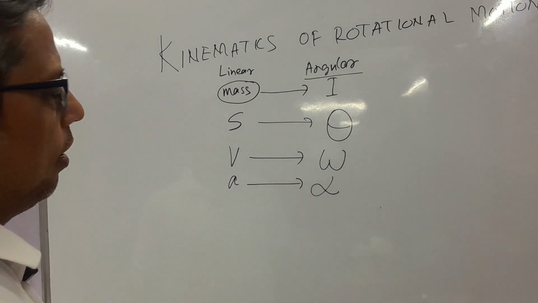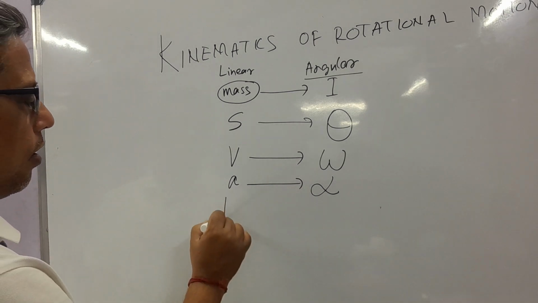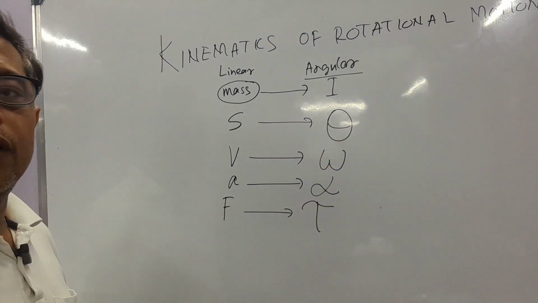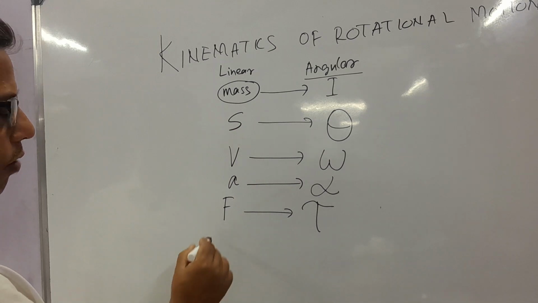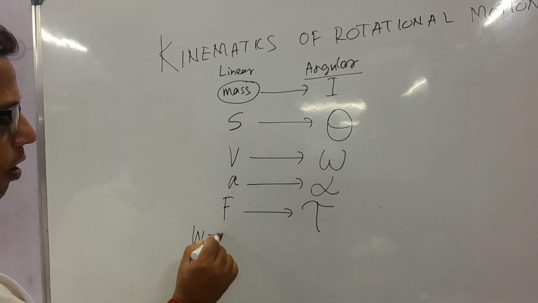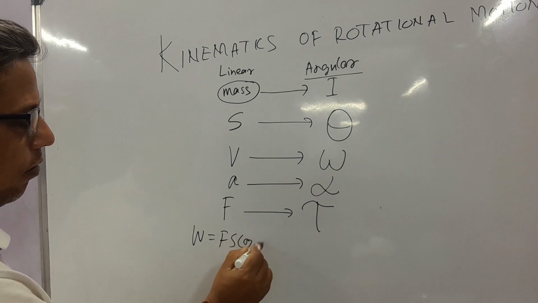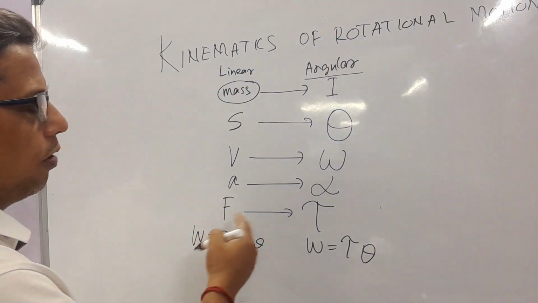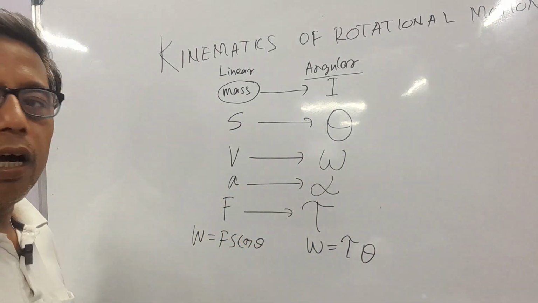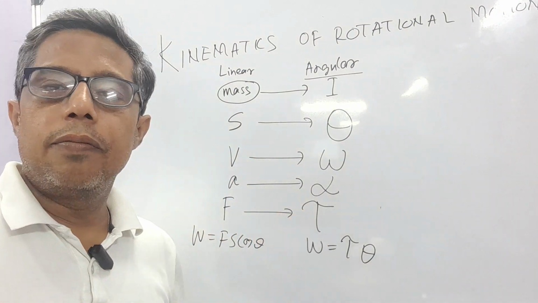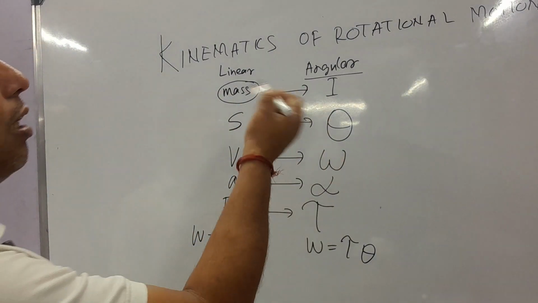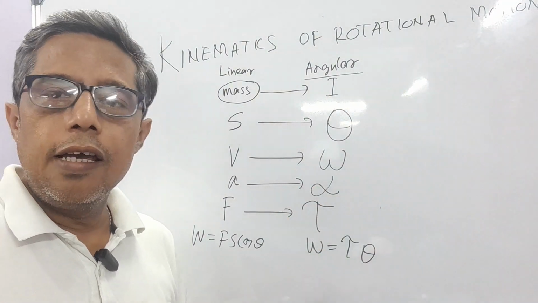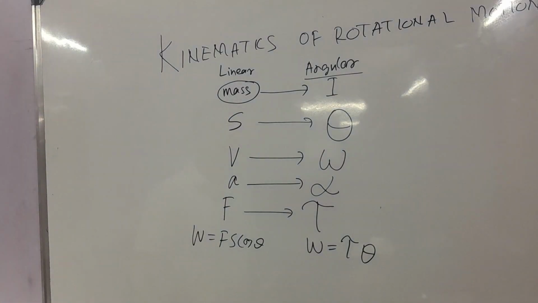One more thing is forces. The linear force is F, angular force is torque tau. These are all vector quantities. Work done in linear motion is Fs cos theta, and here work is tau theta. So force is equivalent to tau, and s is equivalent to theta, the angular displacement. If you go like this, it will help you understand the chapter on rotational motion very easily, because you already have a good idea of linear motion.